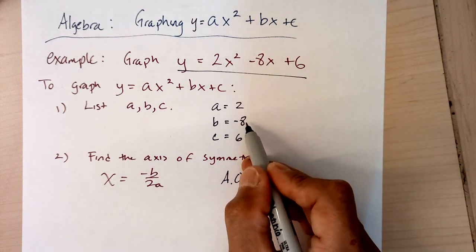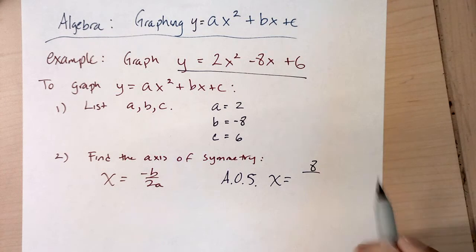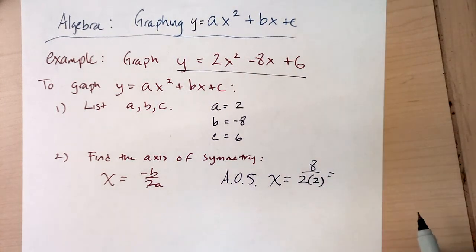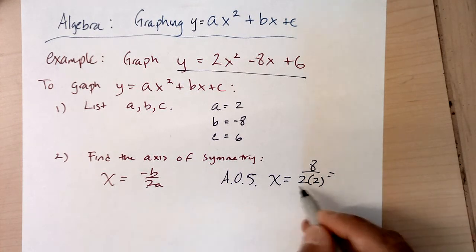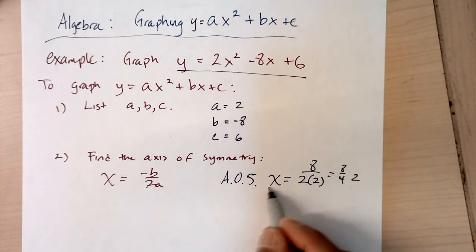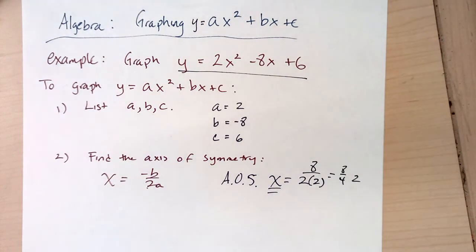X is equal to the opposite of b. So b is negative 8. The opposite of that is positive 8 over 2a. So 2 times a, 2 times 2. And then you just do the math from there. In the denominator, 2 times 2 is 4. 8 over 4 is 2. That's the equation for the axis of symmetry. X is equal to 2.